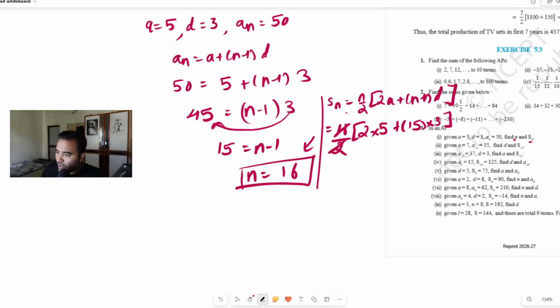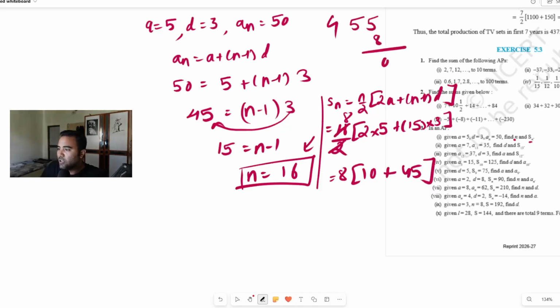So 2 8s are 16, 8 5s are 40, 5 2s are 10, plus 15 3s are 45. So 55 multiplied by 8. 8 5s are 40, 40 plus 4, 44. 440 is the answer.